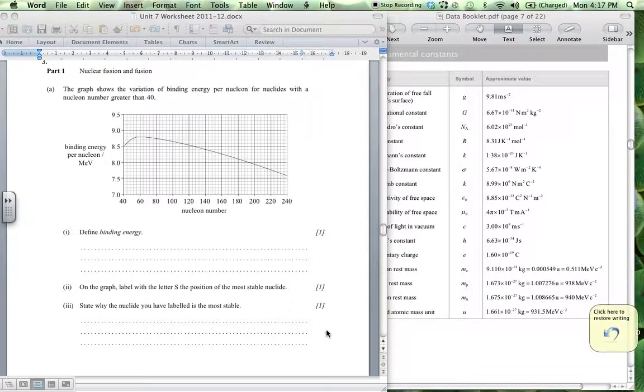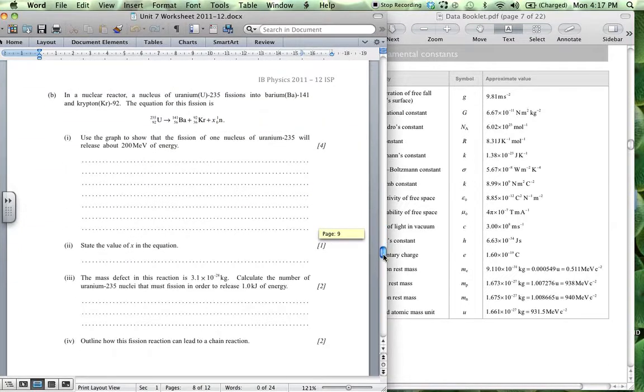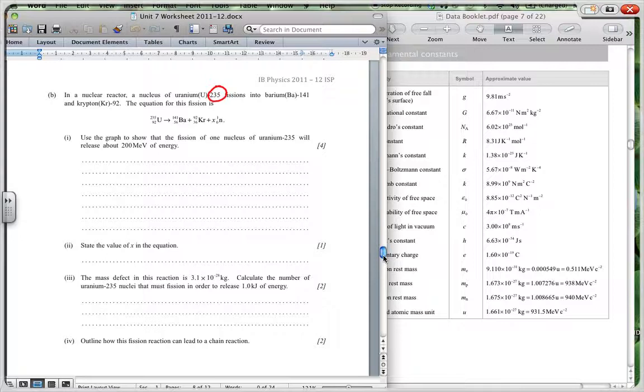Now, going on to the next question. It says here, in a nuclear reactor, a nucleus of uranium-235 fissions into barium 141 and krypton 92. The equation for this fission is given by the following. So obviously you know that when it talks about the uranium-235, this is giving the number of nucleons, number of protons, and the number of neutrons. And here it goes to barium and to krypton.